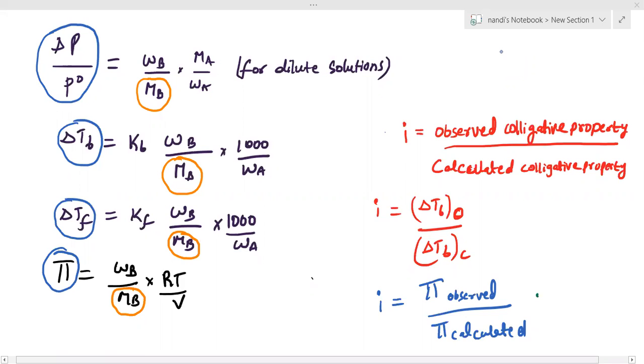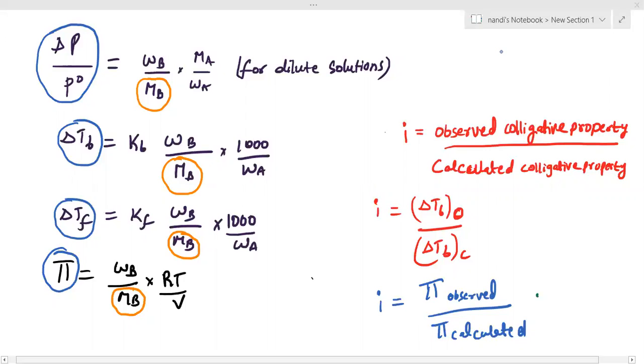We observe that all colligative properties are inversely proportional to molecular weight. Is it clear? The higher the molecular weight of the solute, the lower the colligative property.